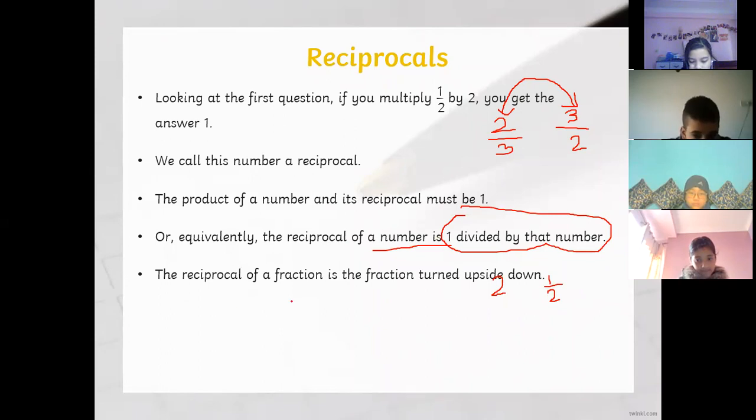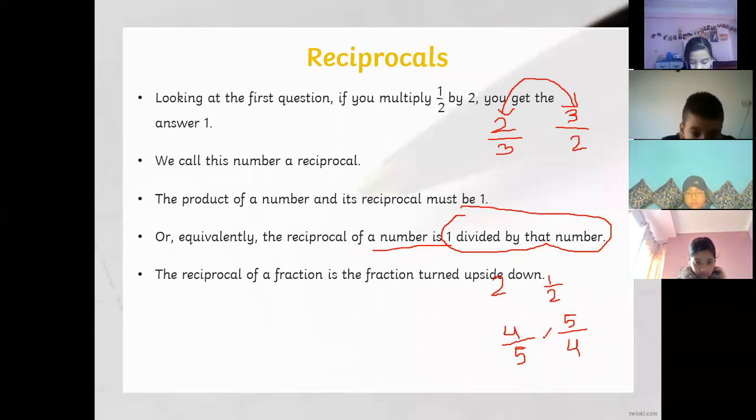So in simple language, the reciprocal of a fraction is the fraction turned upside down. It means if you reverse their position, you will get the reciprocal. The easiest method is to reverse their position, upside down. Suppose you have 4 by 5. Now to get the reciprocal, what do you have to write? Just make it upside down. That means the denominator is written as the numerator, and the numerator as the denominator. All right, that's the reciprocal.